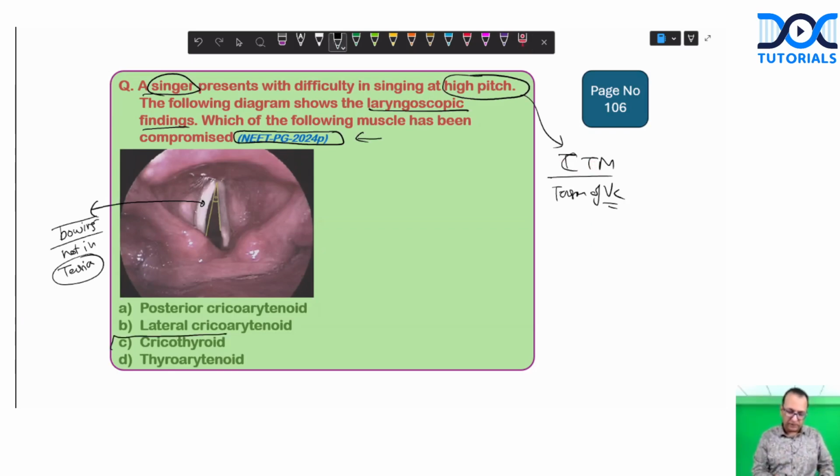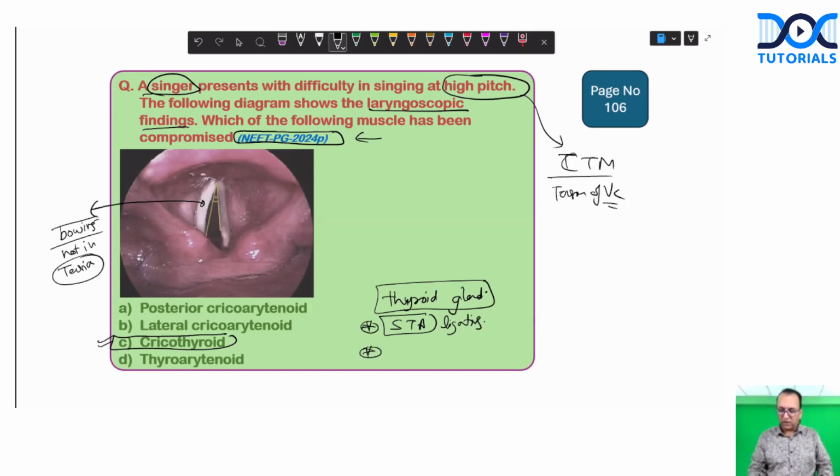So the cricothyroid muscle, what happened exactly here? Actually, the surgeon was removing the thyroid gland, and as the surgeon was removing the thyroid gland, he was ligating the superior thyroid artery. And as the surgeon was ligating the superior thyroid artery, he did not take care of the external laryngeal nerve, a branch of the superior laryngeal nerve, a branch of the vagus, and he has damaged it. So that is why this muscle was paralyzed.